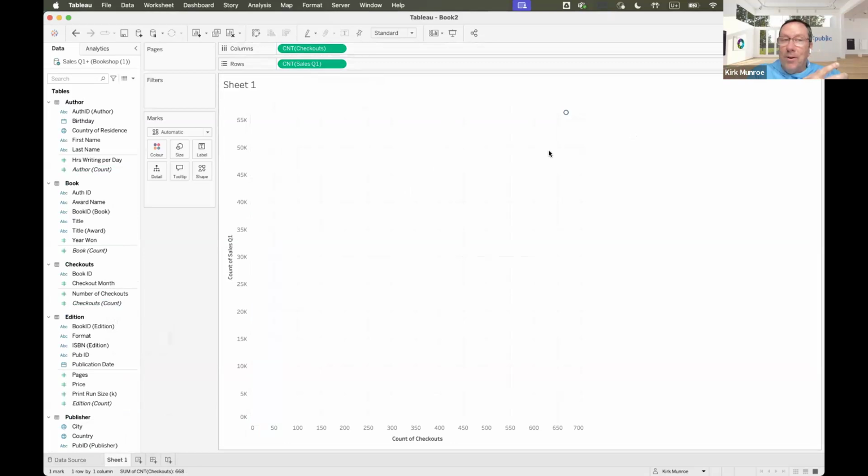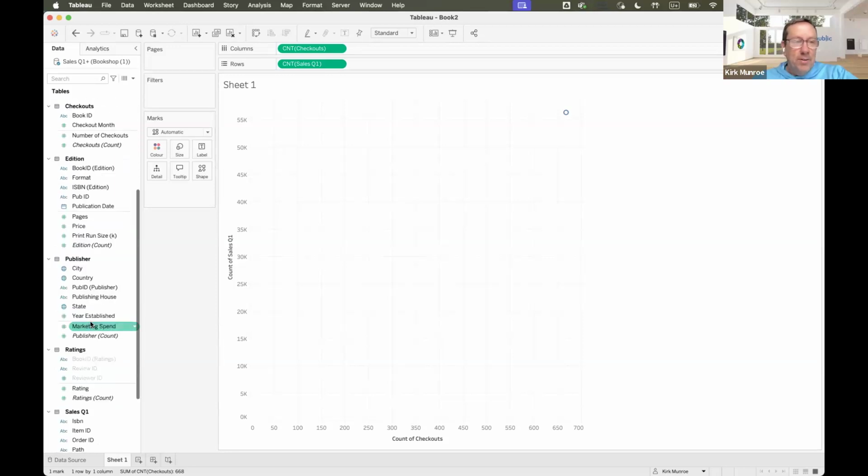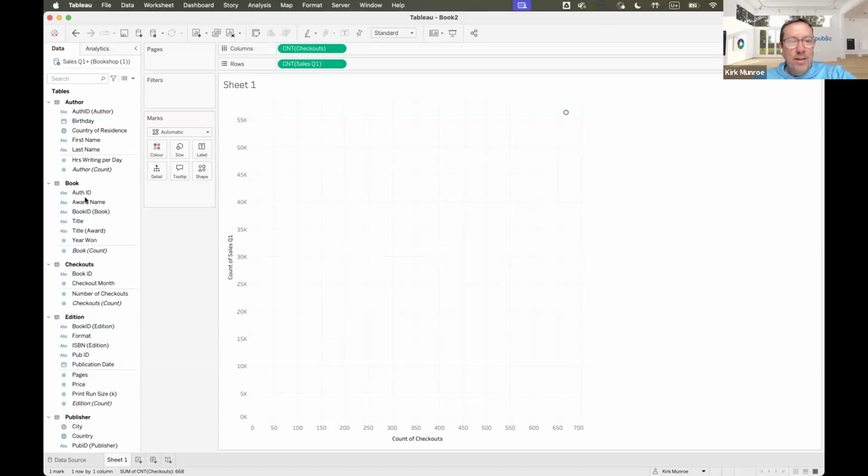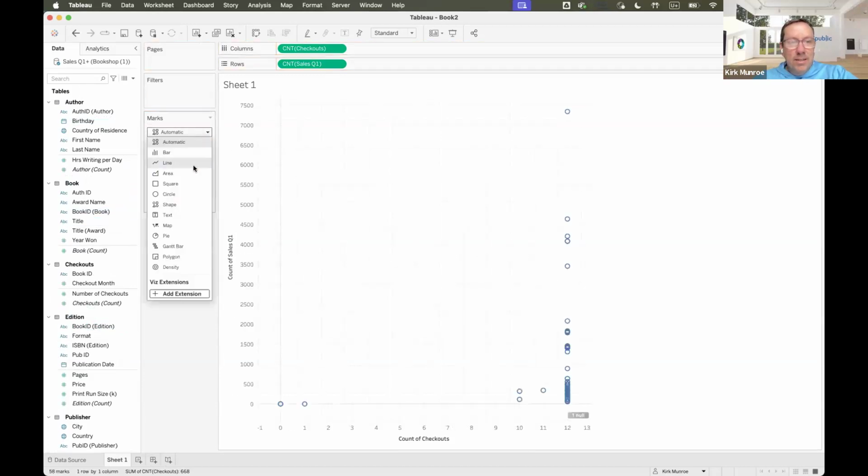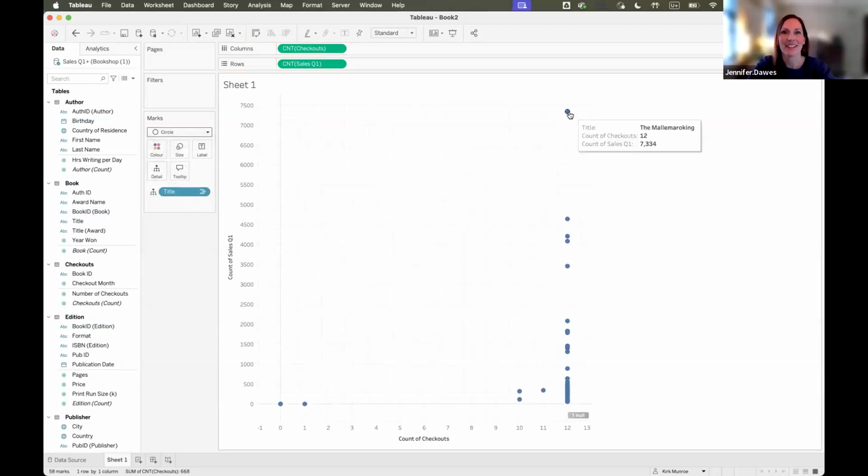Like it used to do, or still does in blends, but it can do it at different levels of aggregation. But it's the same logic for anyone who knows blends, but much easier to write. And then if we took, so there's no join yet, it just stitched those together. But if we then took the book title, which is in books, I think, right? So if we took the title and put it on detail, and I don't know, I like these better circles. And so that would be the number of times.